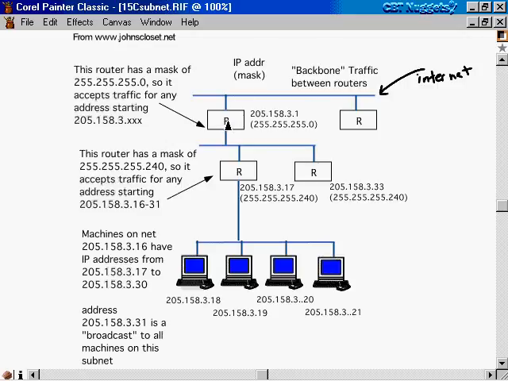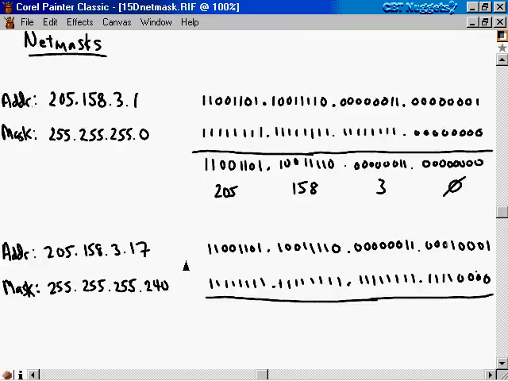Once it gets that message and says, yes, I want that message, it passes it on to its local subnet. But then we have more routers involved here. These routers also have IP addresses, and they also have net masks, and so we apply the same game again. This time the IP address of this router is 205.158.3.17, and the net mask is 255.255.255.240. In binary, there it is.